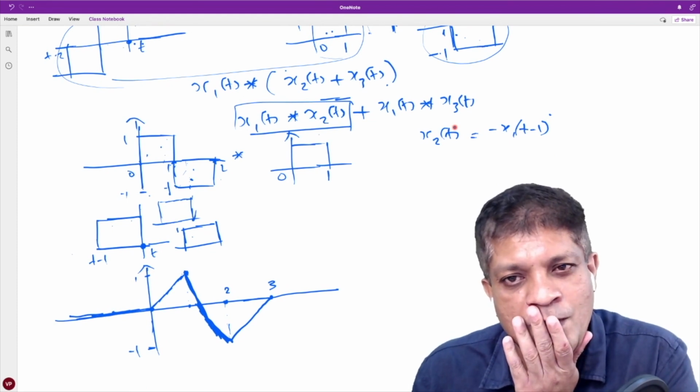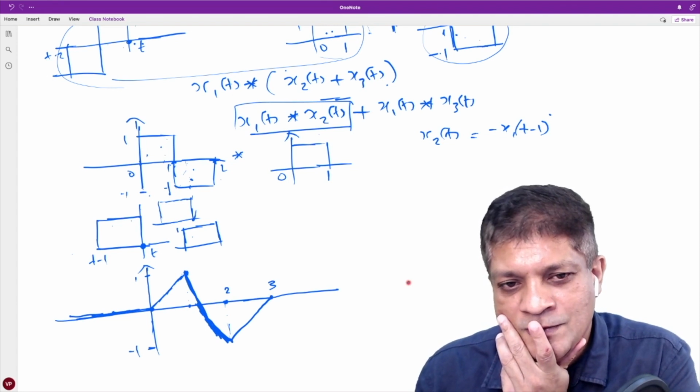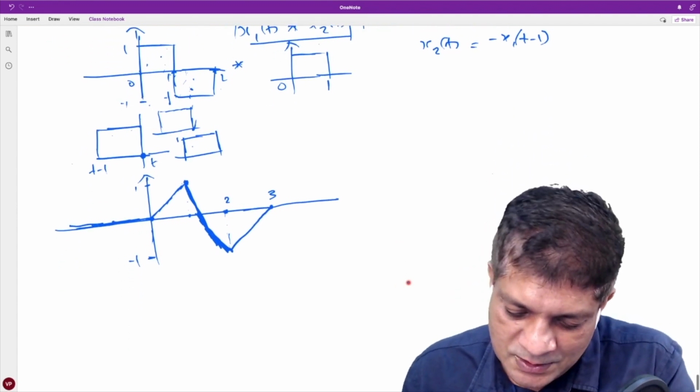So inverted and shifted by 1, same magnitude signal multiplied. Shifted by 1 and inverted means delayed by 1 and multiplied by -1. So is it something like this?